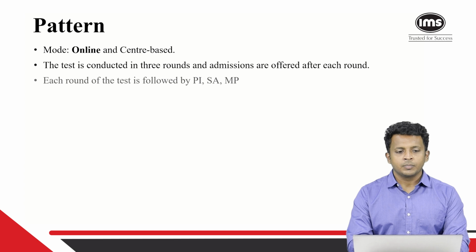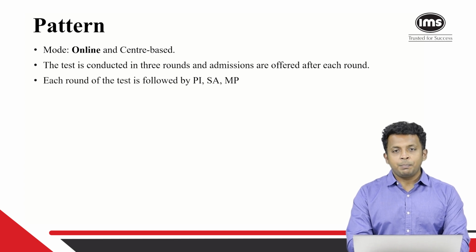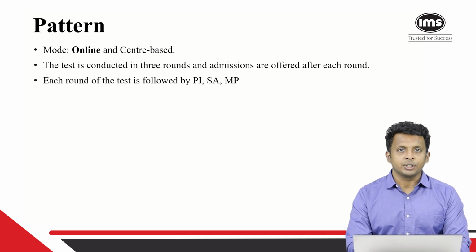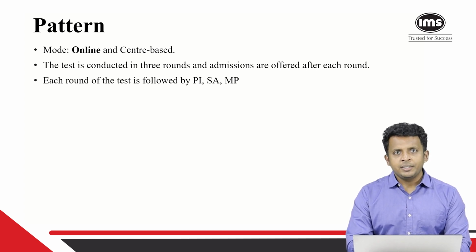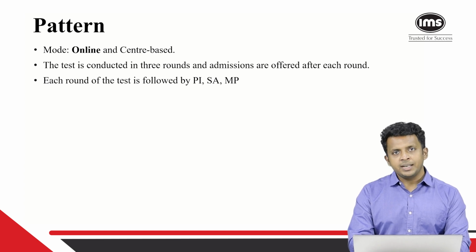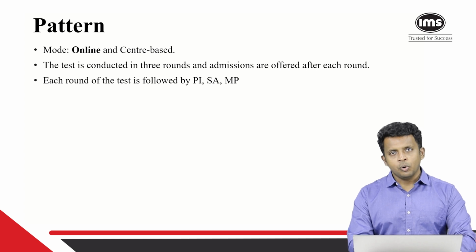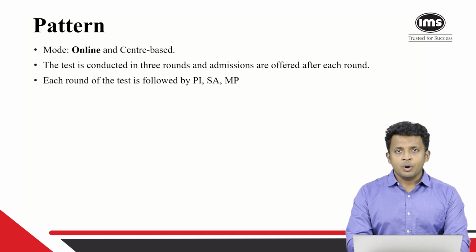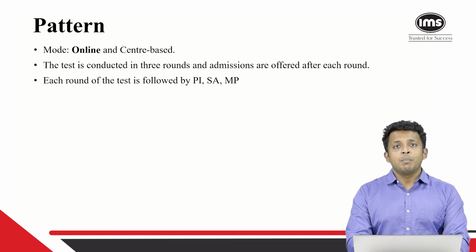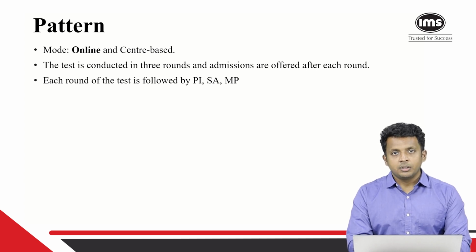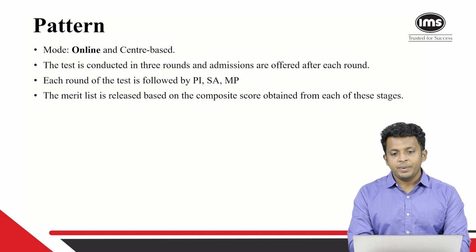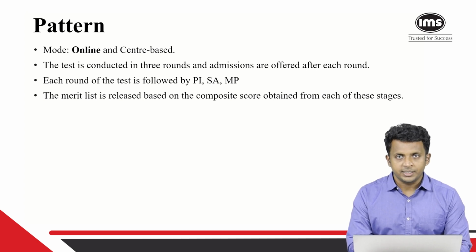Each round of the test is followed by PI or the personal interview, SA or skill assessment and MP or micro presentation. The PI is a simple 10-minute interaction that the candidate has with the representatives of the college, where the interviewers gauge the fit of the student for the course and the institute. The skill assessment round is an essay writing round essentially, and the micro presentation round is an extempore round. The candidate is given a topic by the panel and the candidate has to speak for at least 90 seconds. The merit list is then released based on the composite score obtained from each of these stages.